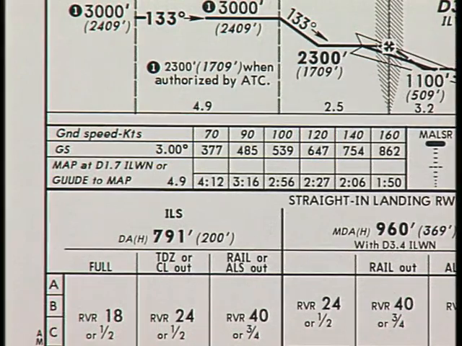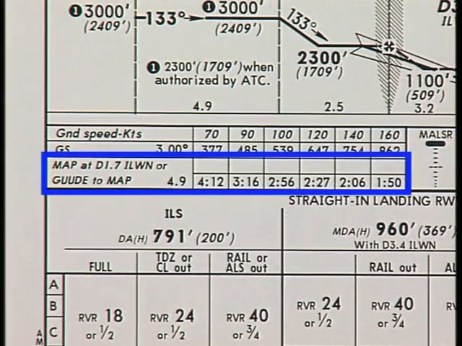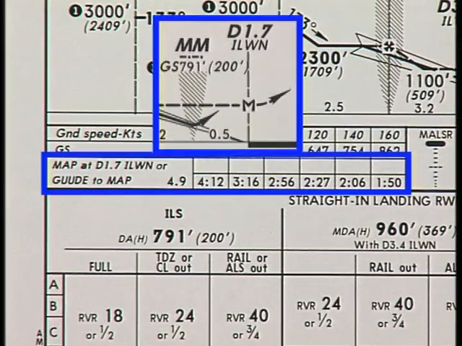Depending on the type of approach you're flying, different information may be included in the conversion chart. For non-precision approaches, the bottom line of the conversion chart usually includes the elapsed time from the final approach fix to the missed approach point. It applies only to non-precision approaches because the MAP location for the non-precision approach is usually at the runway threshold and the approach can be timed.